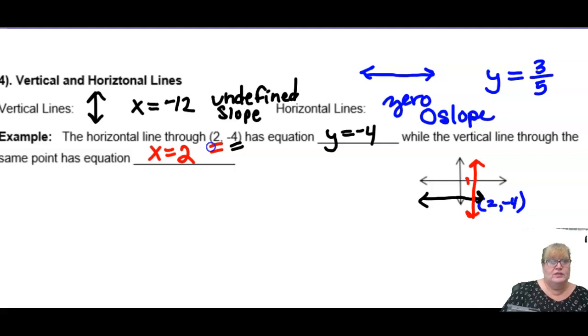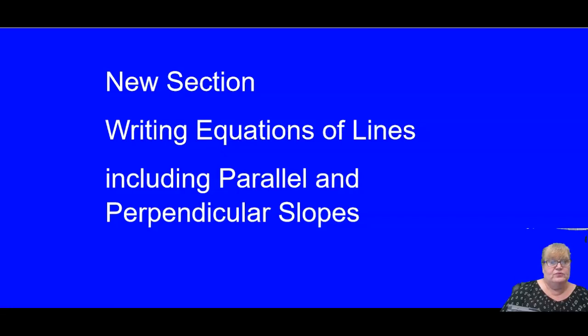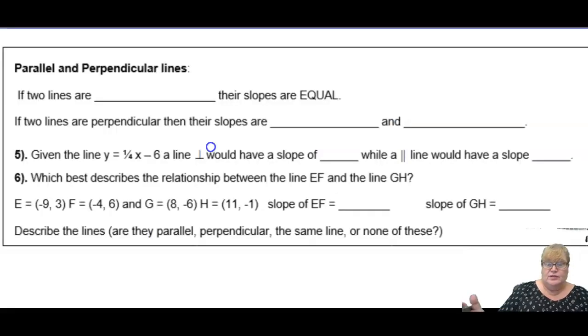And one more part to this lesson is writing equations of lines. This should all be reviewed from geometry. Parallel and perpendicular slopes are included here. So if two lines are what? Their slopes are equal. What happens when they have exactly the same tilt? Well, they will be parallel.